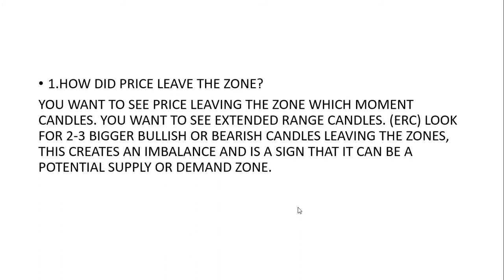So basically, you want to see price leaving the zone with momentum candles. You want to see extended range candles, which are called ERCs. Look for 2 to 3 big either bullish or bearish candles leaving the zone. This creates an imbalance and is a sign of a potential demand or supply zone. So you're going to look for big candles leaving a zone. The first question is, how did price leave the zone?